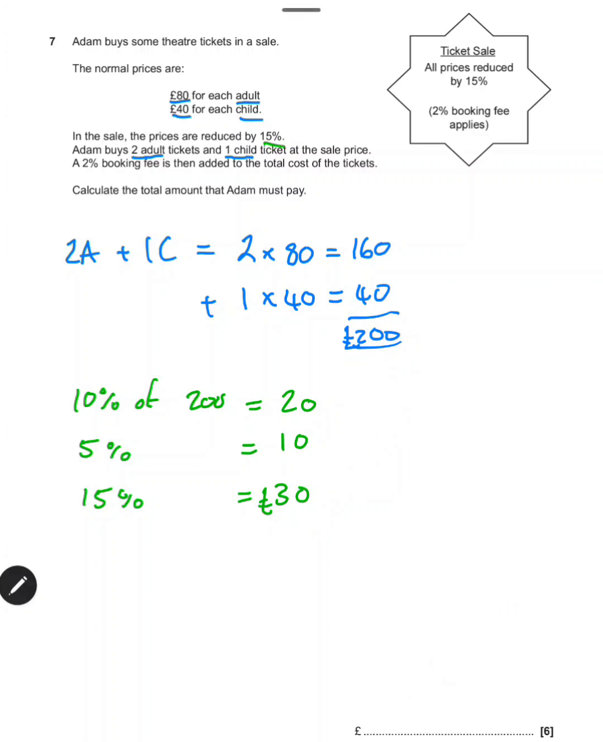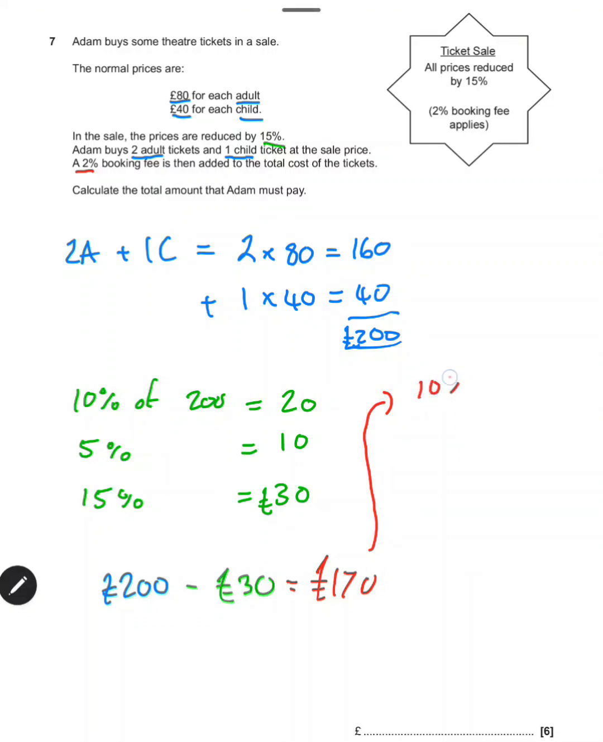So let's figure out what my mate Adam pays. He would have paid £200. We're going to remove the 15%. The actual money that he pays, 200 take 30, is £170. It does say then that a 2% booking fee is added to the total cost of the tickets. Well, this is now my total cost. What I need to do is find 2% of this and add it on.